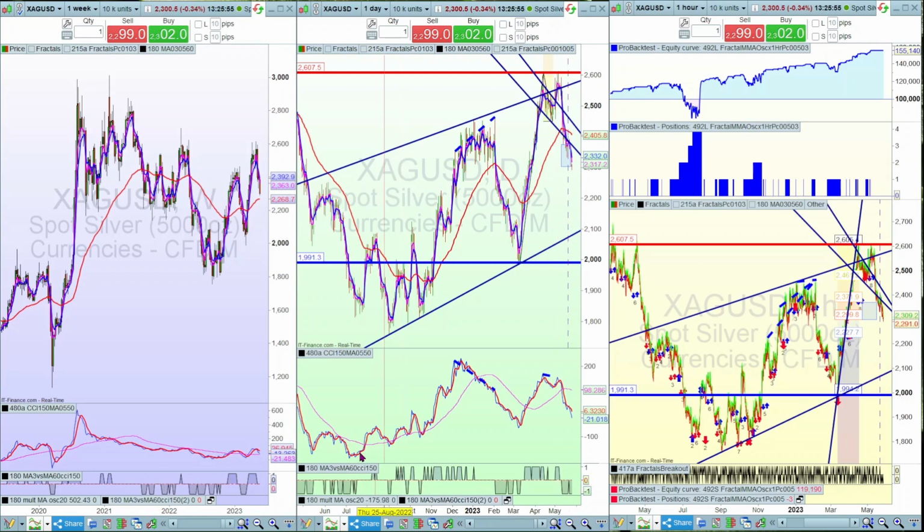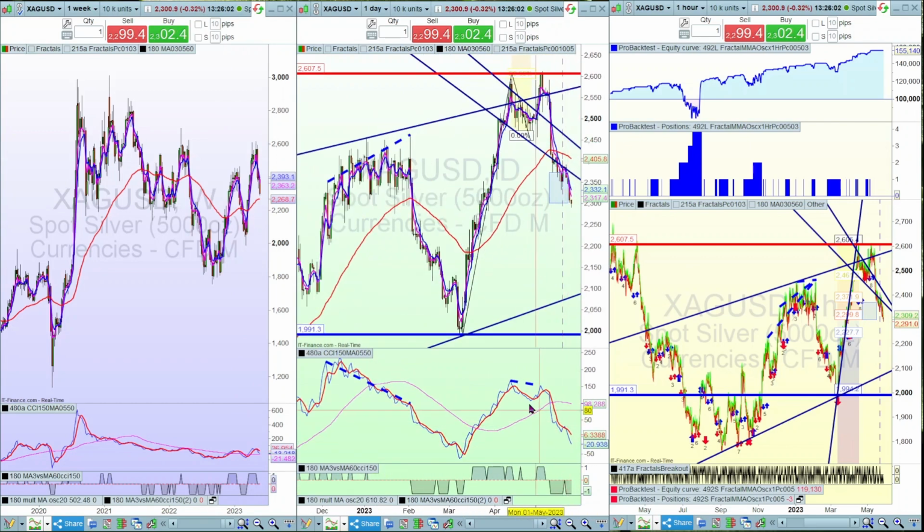This is the spot silver price update. On our weekly we're still in a neutral position, but on the daily we've broken down again into a bearish signal. We'll cover that in a minute and look at the back test on the hourly as well.